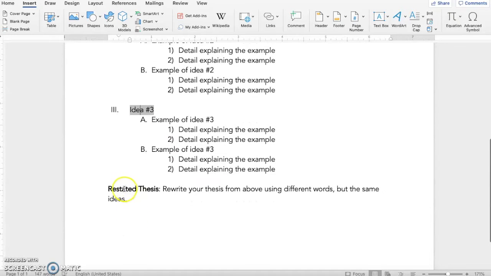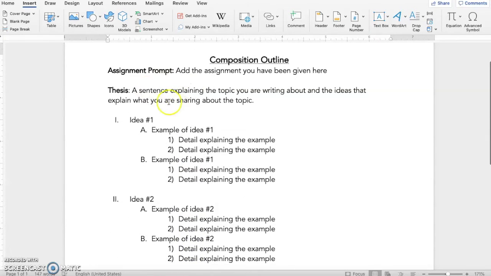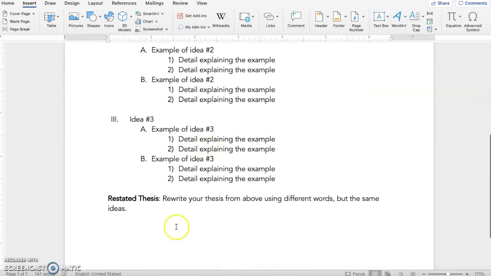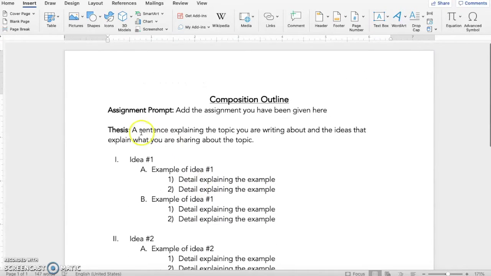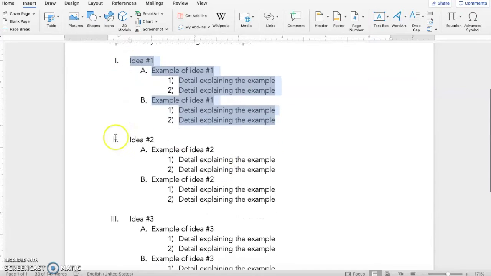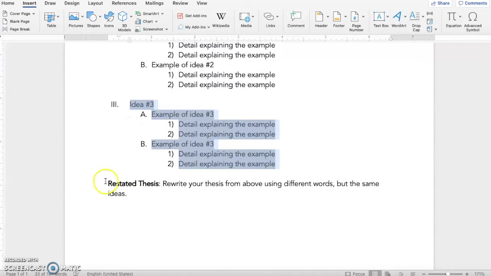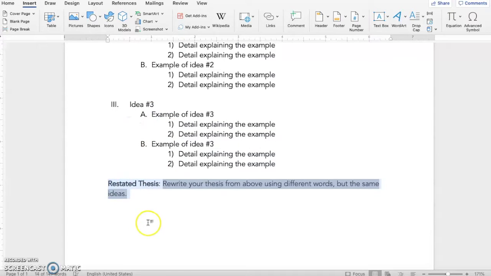And then down here we have our restated thesis. So this is going to be your thesis from up here, written in a different way. And that's going to be the beginning of your conclusion paragraph. So again, thesis is going to be our introduction. Then we have paragraph 1, paragraph 2, paragraph 3, and our conclusion.